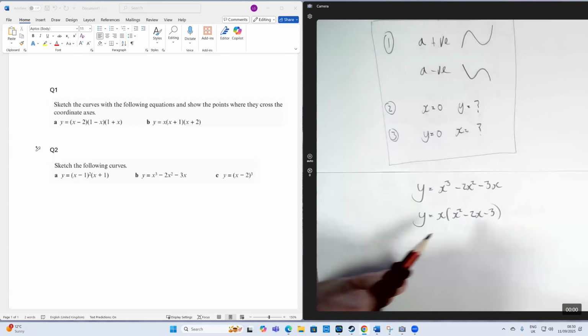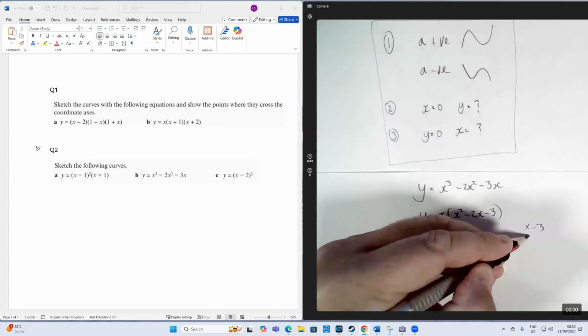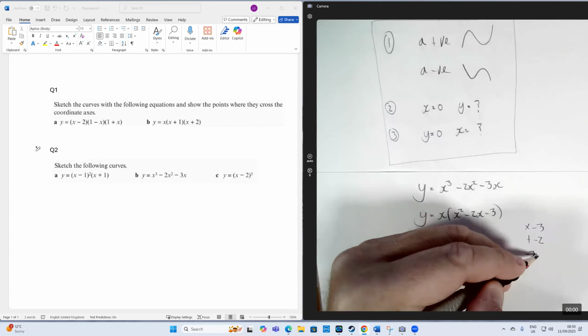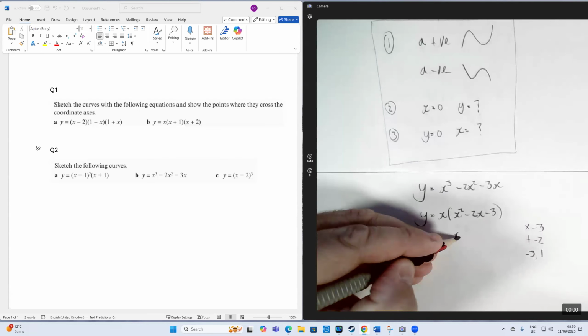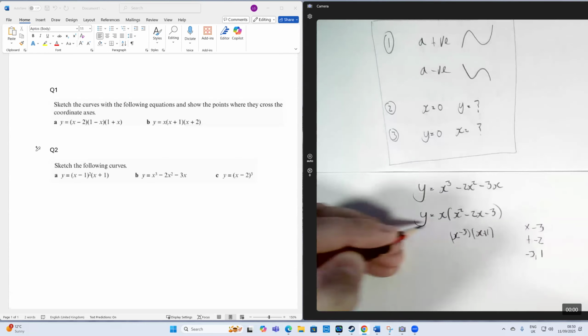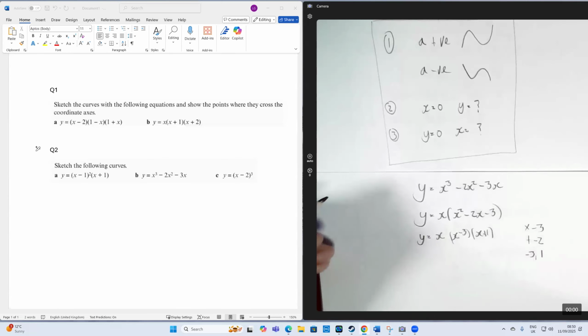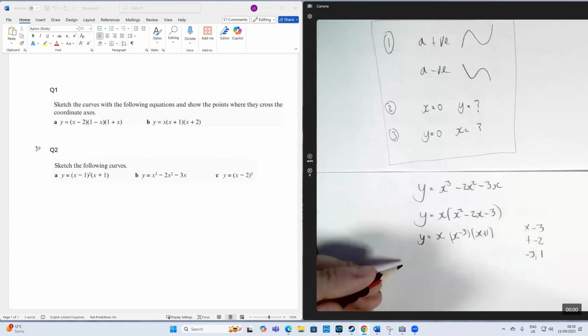We have x² - 2x - 3. Two numbers that multiply together to make -3, but add together to make -2, are -3 and +1. So we have x(x - 3)(x + 1). So we've factorized our cubic. Now we're ready to ask ourselves our three questions.